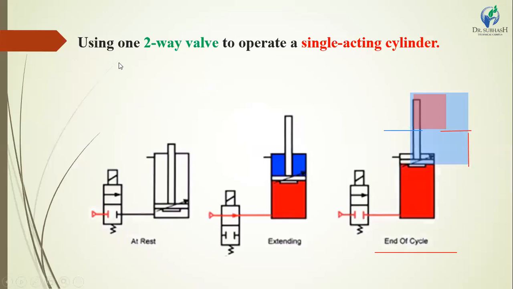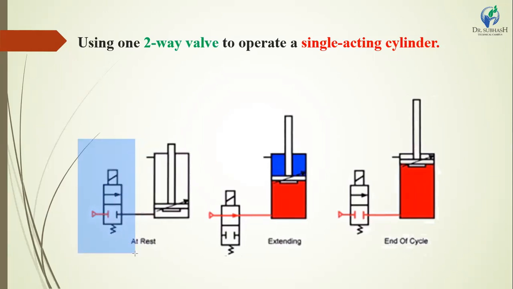The next is using one 2 by 2 valve to operate a single acting cylinder. Here the one 2 by 2 valve, we just have to give the color code to make it different. Here the one 2 by 2 valve is attached to a single acting cylinder. We have to operate a single acting cylinder by using a two-way valve.